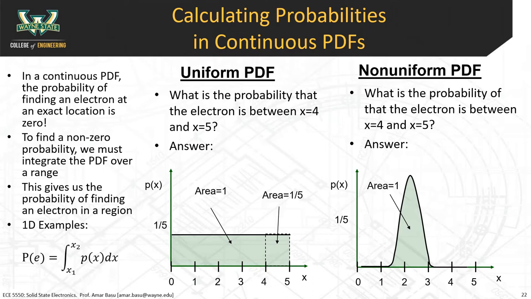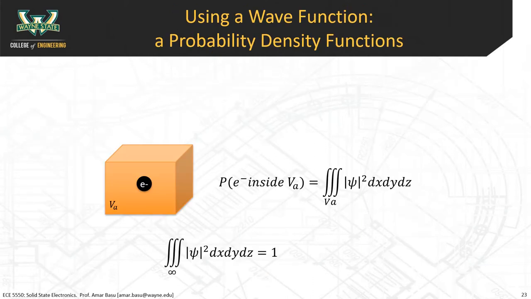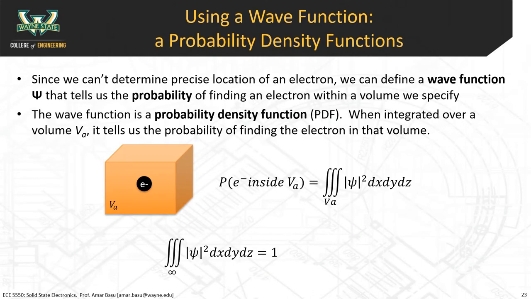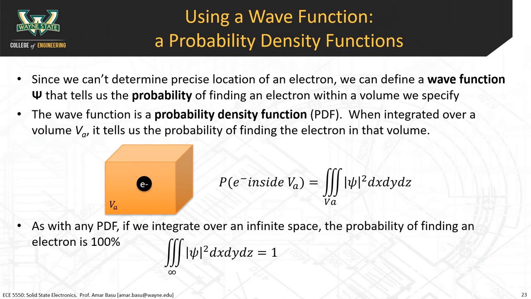To answer your question, if we want to find out what this PDF is that tells us where the electron is likely to be, we have to solve the Schrodinger equation. And the Schrodinger equation will give us this PDF, the probability density function. All right, so that's the intuition behind the Schrodinger equation. So that leads us to the wave functions we were talking about. We can't determine the precise location of an electron, but what we can do is define a wave function, kind of like these PDFs, that tells us the probability of finding an electron within a volume that we specify.